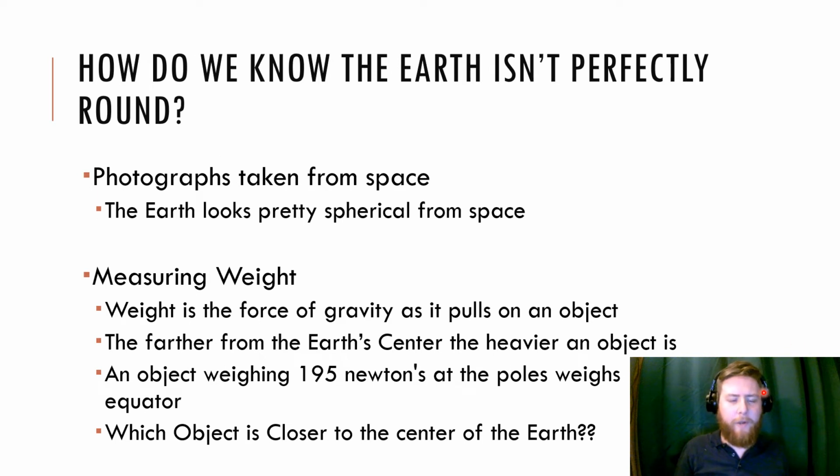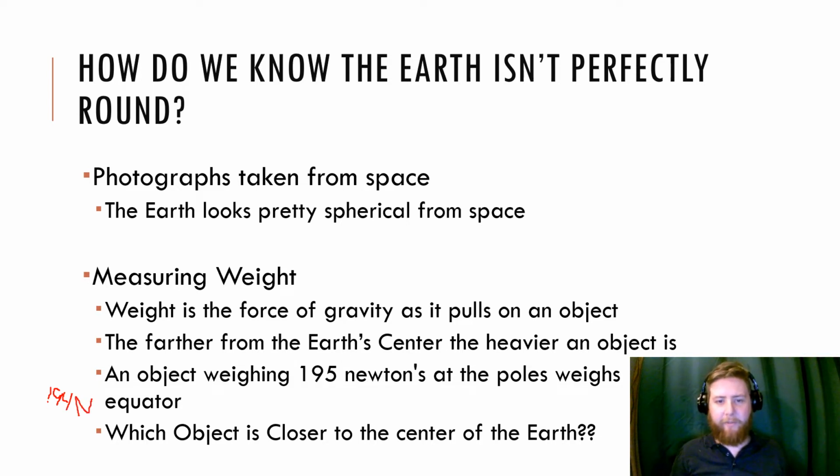So how do we know that the Earth isn't perfectly round? When we take photographs from space, the Earth looks pretty spherical, pretty round. But when we measure weight, we find some interesting things. Remember that weight is the force of gravity as it pulls on an object. The farther from the Earth's center an object is, the heavier it is. An object weighing 195 newtons at the poles weighs, and you can't see it here, 194 newtons at the equator.